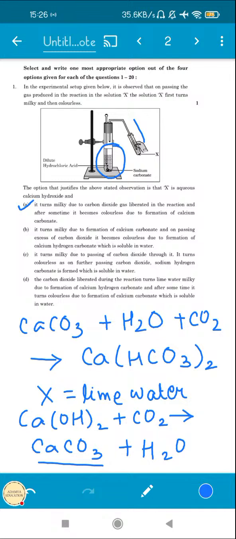All right, no, that is not the correct answer. Wait, the correct answer will be B. It turns milky due to the formation of calcium carbonate, and on passing excess of carbon dioxide, it will form calcium hydrogen carbonate, because of which it will become colorless. So the correct option will be B over here. Let's move on to the next question.